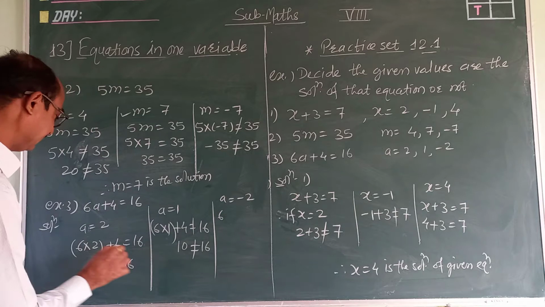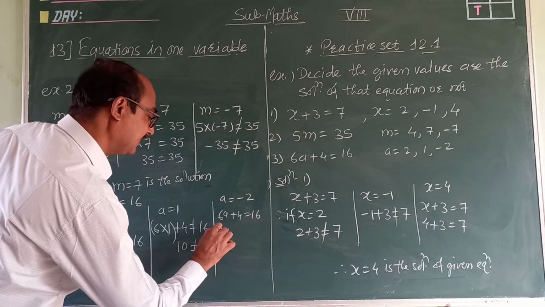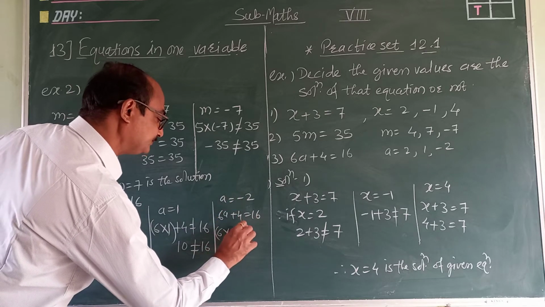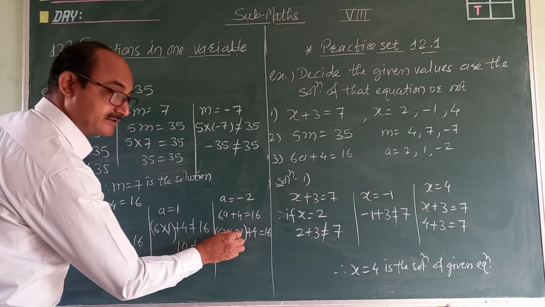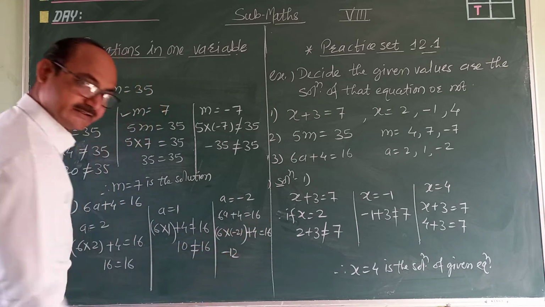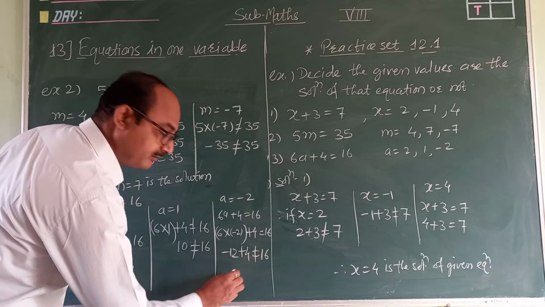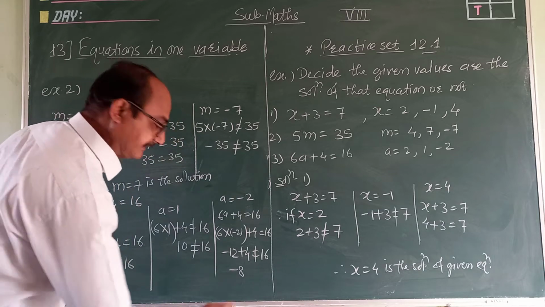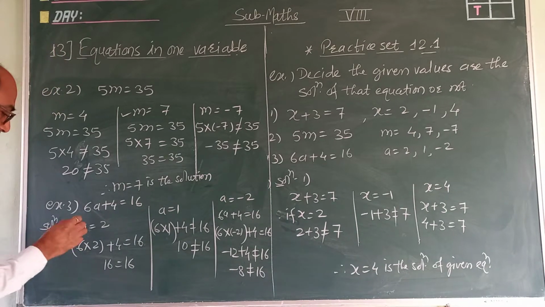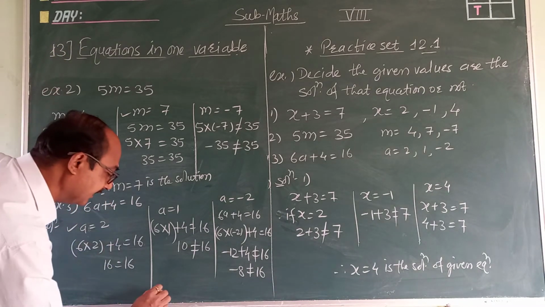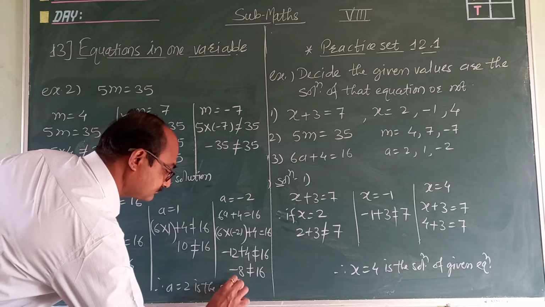So 6a plus 4 is equal to 16. 6 multiplied by minus 2 plus 4 equal to 16? 6 times minus 2 is minus 12, plus 4 is minus 8, which is not equal to 16. Therefore, the solution of the equation is a is equal to 2.